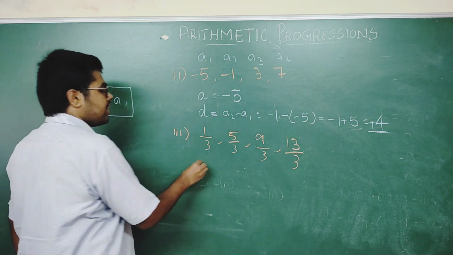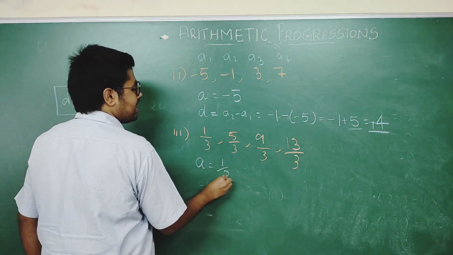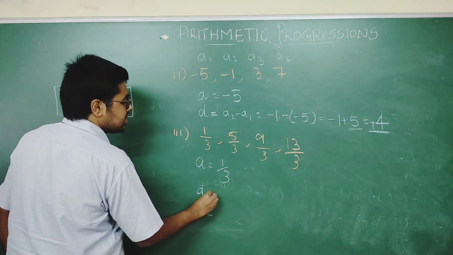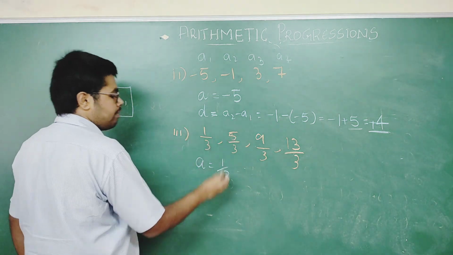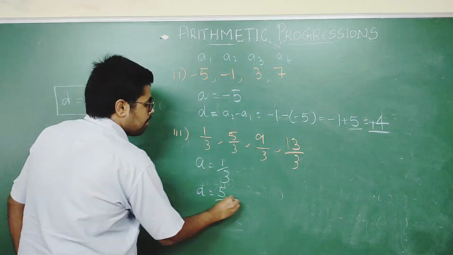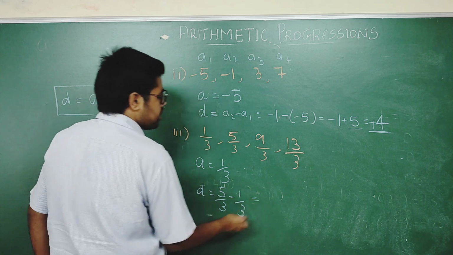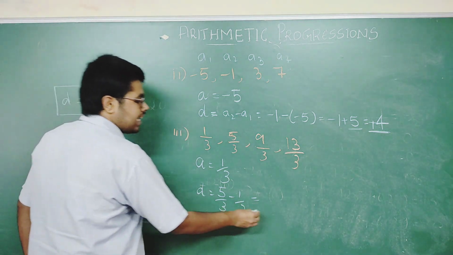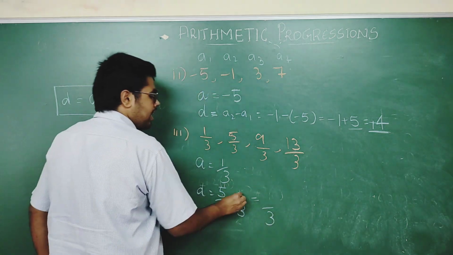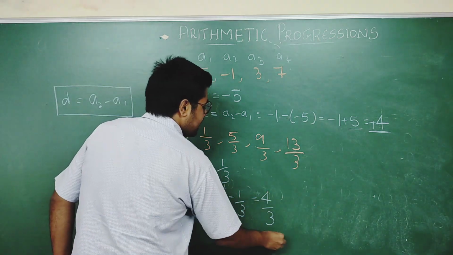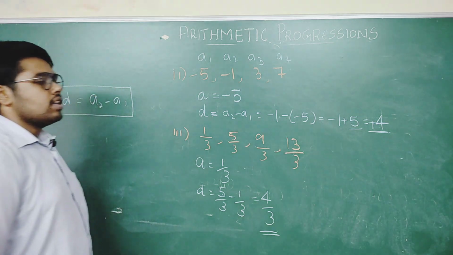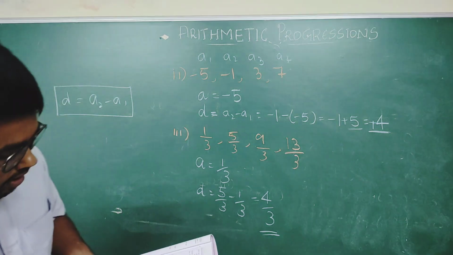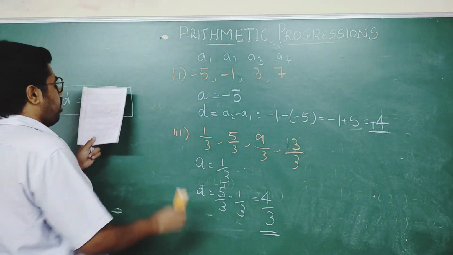Next, what is the first term? First term is 1 by 3. What is the common difference? Just subtract the first term from the second term. So 5 by 3 minus 1 by 3. Here the denominators are the same, therefore no need to do any LCM. So just write the denominator directly. 5 minus 1 is 4. 4 by 3 is the common difference. So that's all. This is such a simple problem to do.